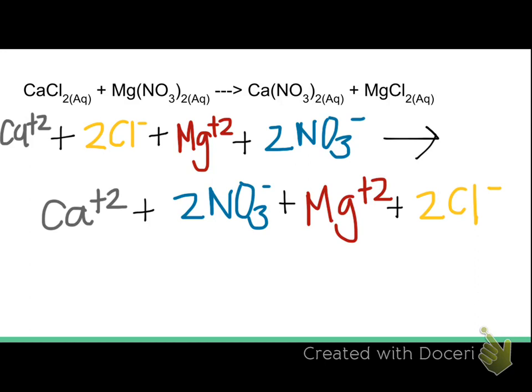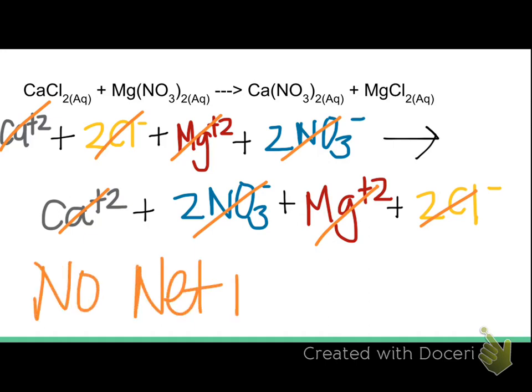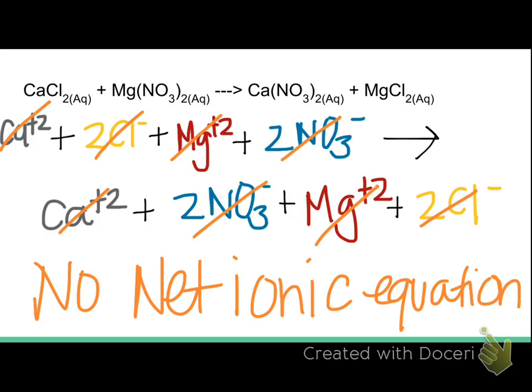Now let's go through and let's start getting rid of our spectator ions. Calcium, calcium, chlorine, chlorine, magnesium, magnesium, nitrate, nitrate. Okay, what happened? Everything canceled. So what we say in this situation is there is no net ionic equation. Okay? So that is a possibility. Don't freak out if you look and see and everything canceled.